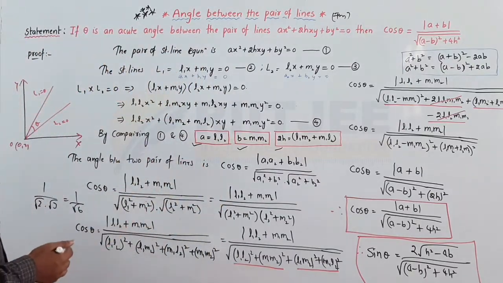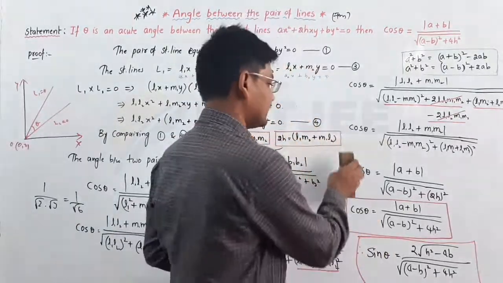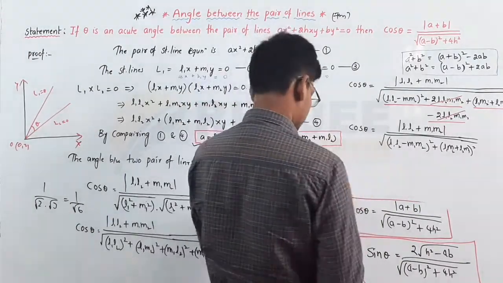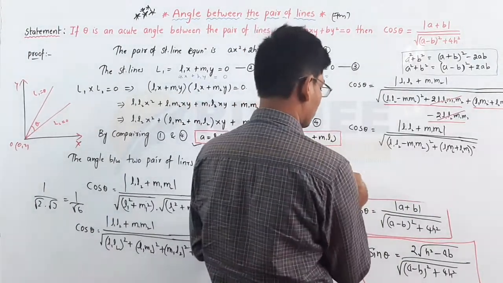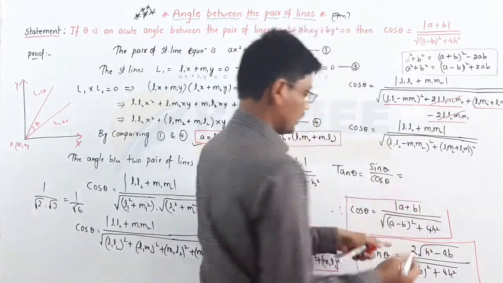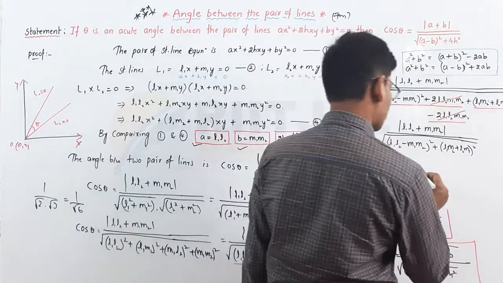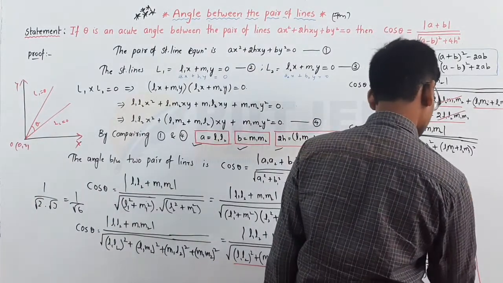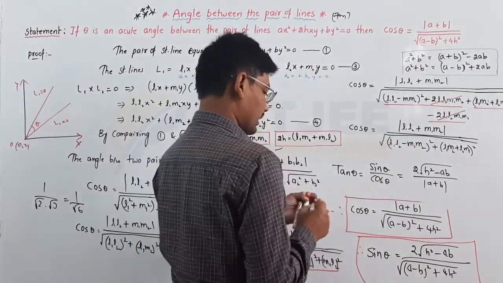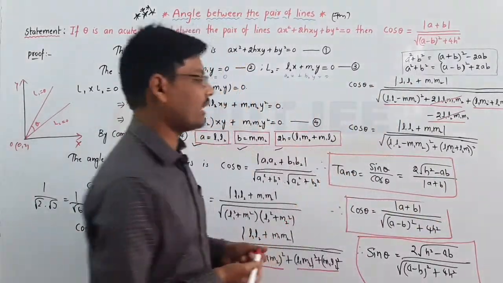If you want to find the angle between two pair of straight lines in terms of tan theta, tan theta is nothing but sin by cos. Tan theta is equal to sin theta by cos theta. So here the denominators are same, so directly you can write tan theta is nothing but 2 square root of h square minus ab by modulus of a plus b. So this is the final expression for the angle between two pair of straight lines in terms of tan theta.